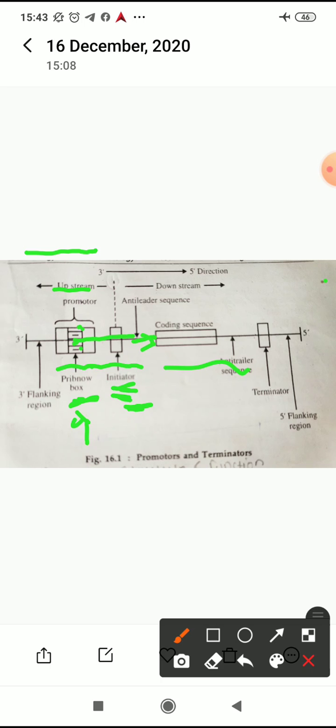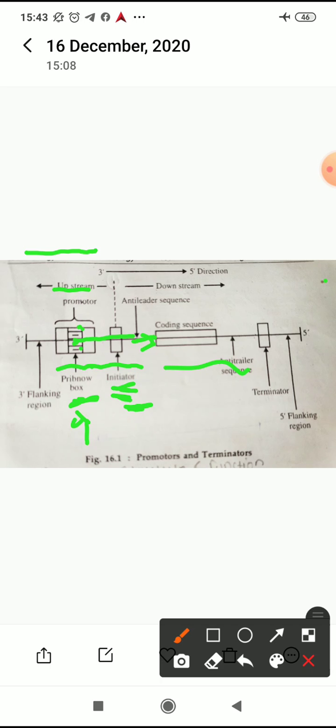The initiator, also called the operator, is closely linked with the coding region in the upstream direction. This initiator consists of 27 nucleotides in the case of Escherichia coli.